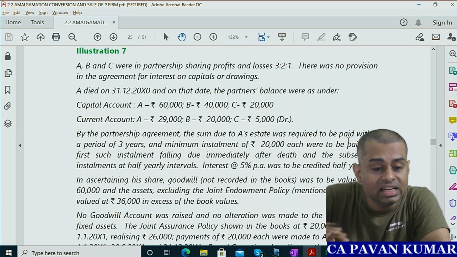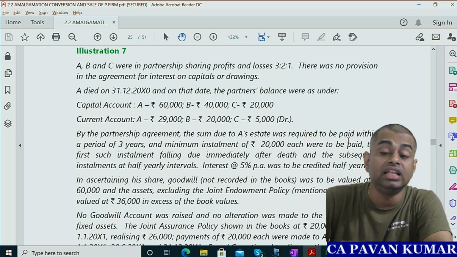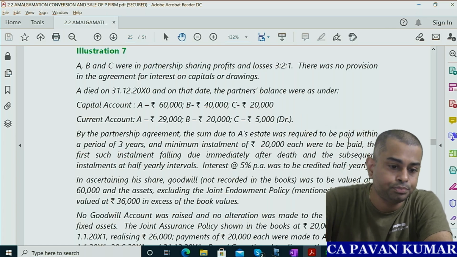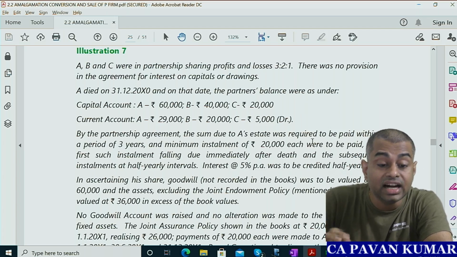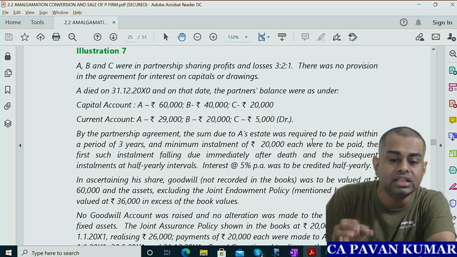A, B and C were in partnership, sharing profits and losses in 3:2:1. There was no provision in the agreement for interest on capitals or drawings. A died on 31st December 2010.